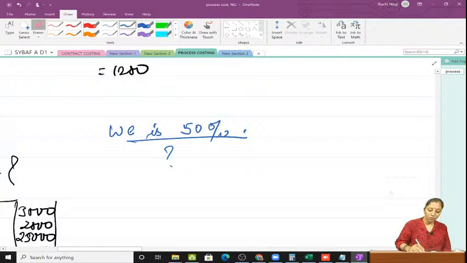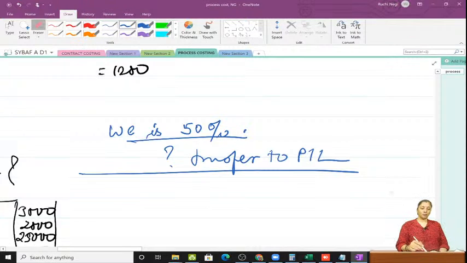So how much will be transferred to P&L? Yeah, please, I want to know this. If work certified is 50%, how much will be transferred to P&L? Wow, Chanchal, very good. So how much will be transferred to P&L?